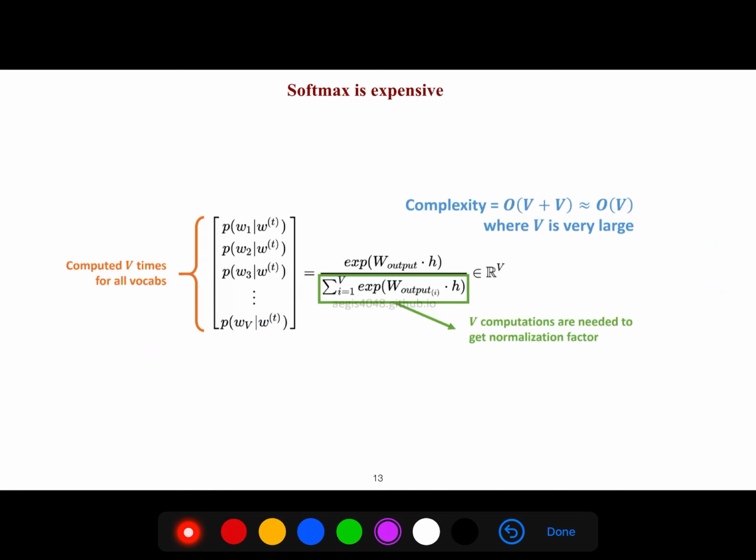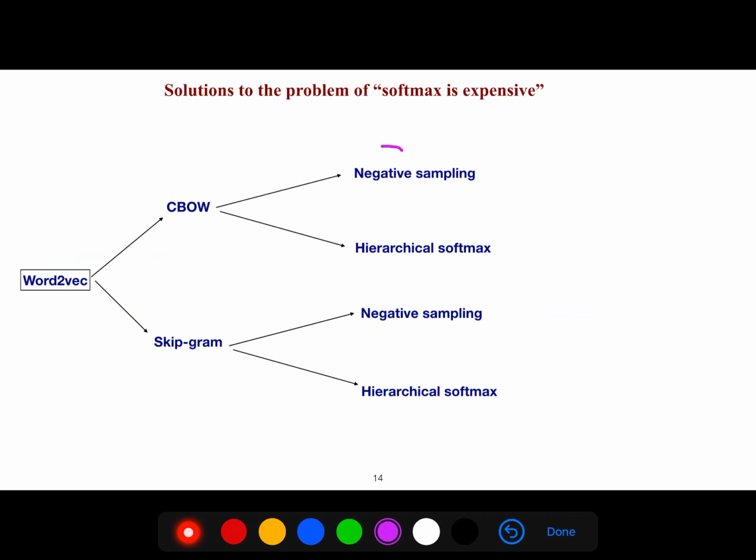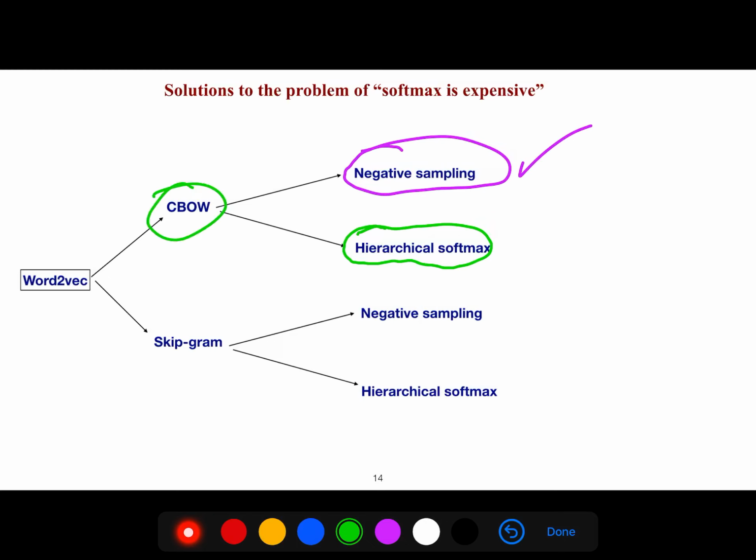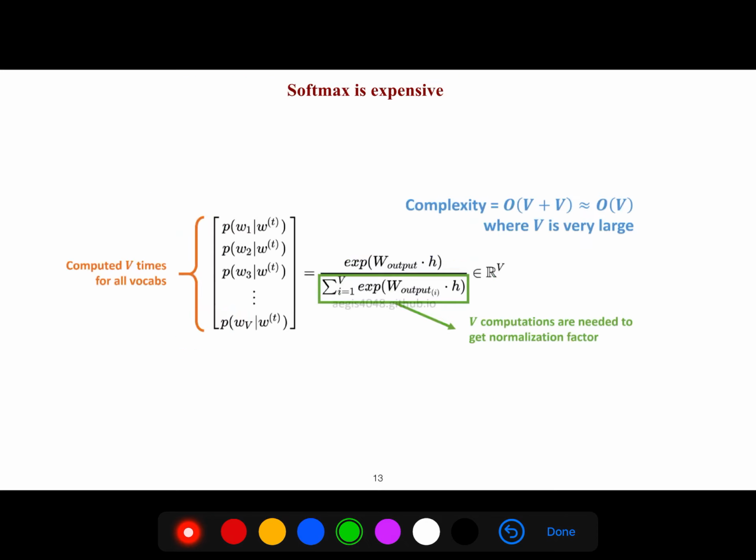So the problem is that the softmax is expensive when you want to use it in Word2Vec. That's why we have 2 methods: either negative sampling, that I will explain in this lecture, but in the next lecture I will talk about hierarchical softmax. It's a really beautiful piece of art. It's an art, it's not science, it's art. And so you can use continuous bag of words or skipgram. Each of them could be implemented by either negative sampling or hierarchical softmax.